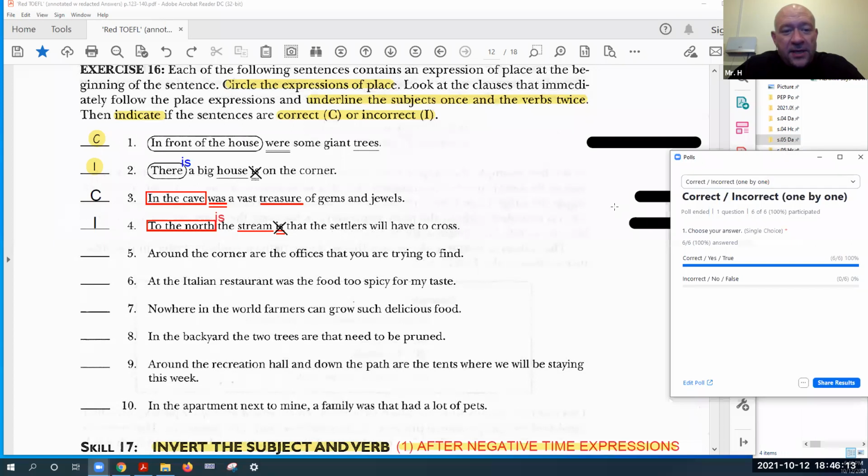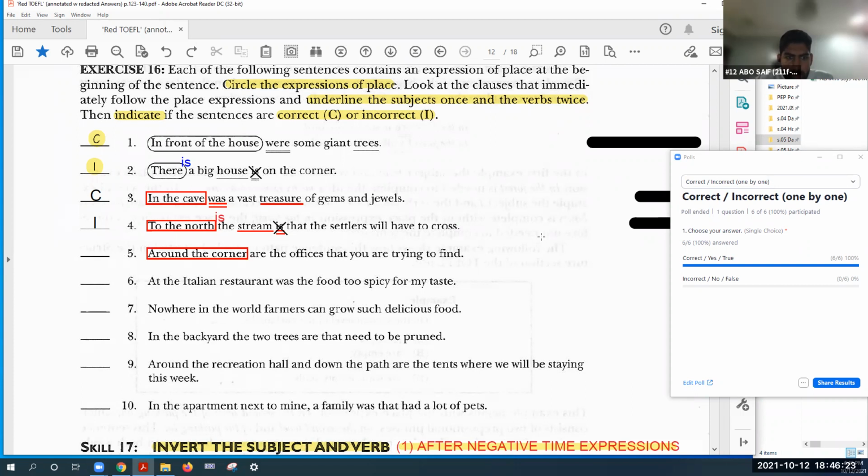Oh yeah, everybody said the same thing. Everybody said it's correct. So, Abu Saif, why don't we start with you? Do you see a place expression? Around the corner. That's right. And then? Are the offices. Are is the verb. Oh, good. It's the verb. And then what? The offices is the subject. That's right.